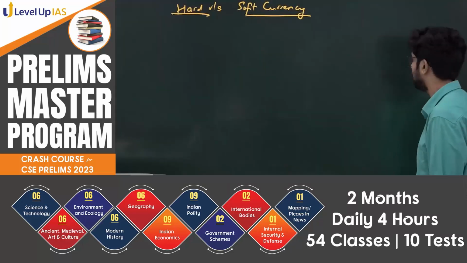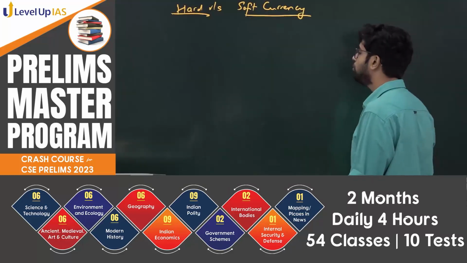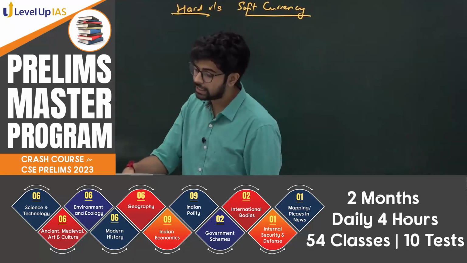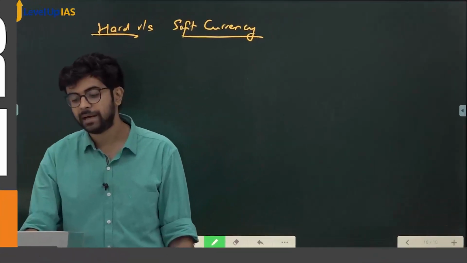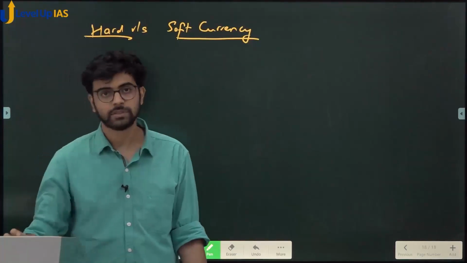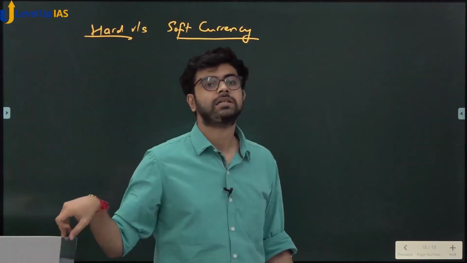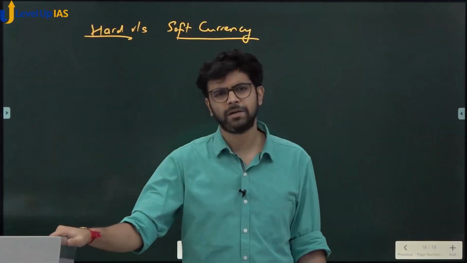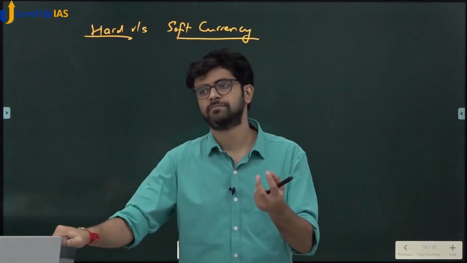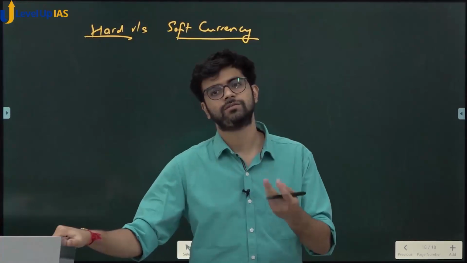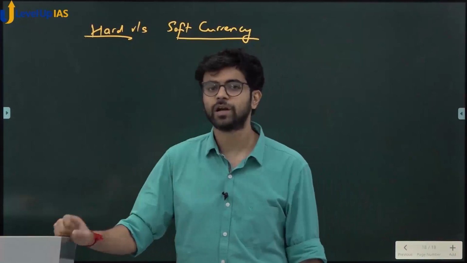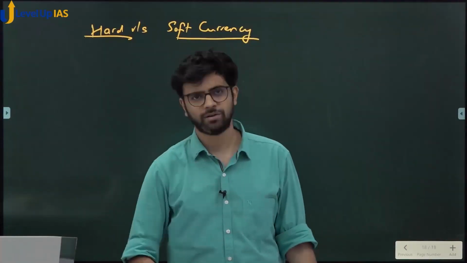Okay? Now, hard versus soft currency. Sir, what do you mean by hard currency and what do you mean by soft currency? Hard currency is one, you imagine a tree. A tree is something you hit, and what will happen? Nothing will happen. Imagine a plant or a small shrub or herb. If you hit it hard, what will happen? It might break, it might bend and all.